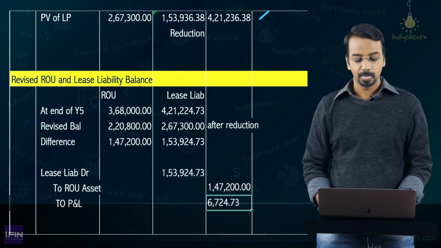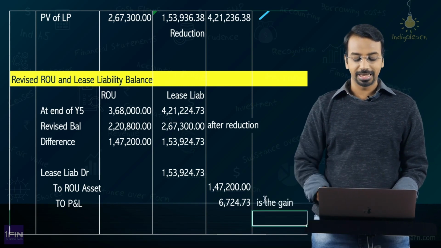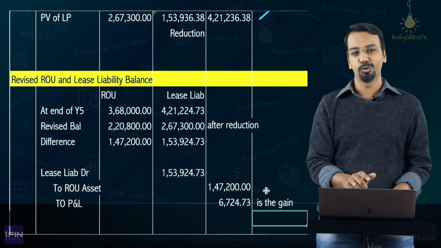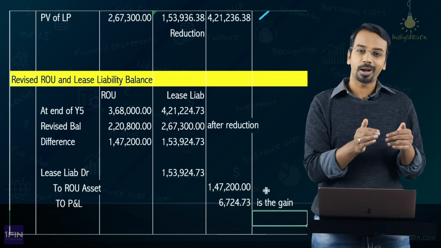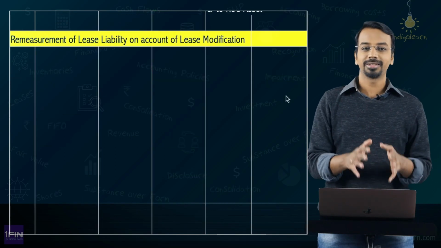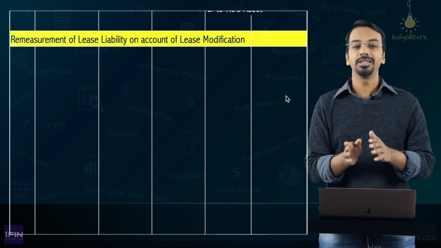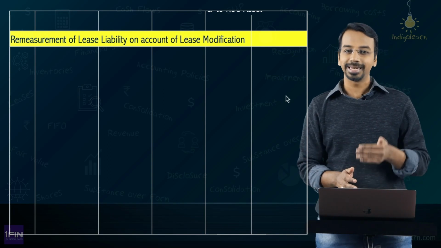So basically 6,724 is the gain which is recognized because of the reduction in scope. So this takes care of the first part of the problem, which is the reduction in scope. Now we have handled the aspect related to reduction in scope, and what is the second thing that has happened? There is a lease modification which is an increase in scope.